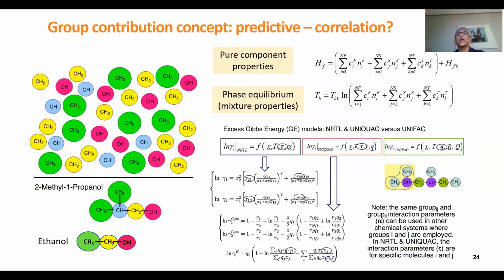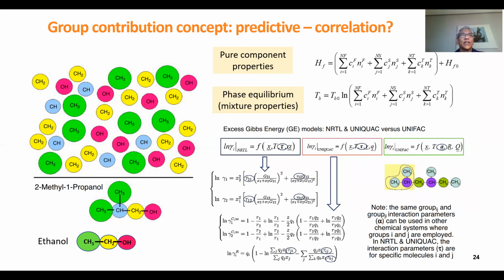Then the question of predictive and correlation. I'm using a thermodynamic model to explain it, but the same will be true for many other systems. And the question is whether the parameters can be extrapolated or not. So what we see on the left-hand side, the different circles with colored circles, green, blue, yellow, red. These are combinations of atoms.